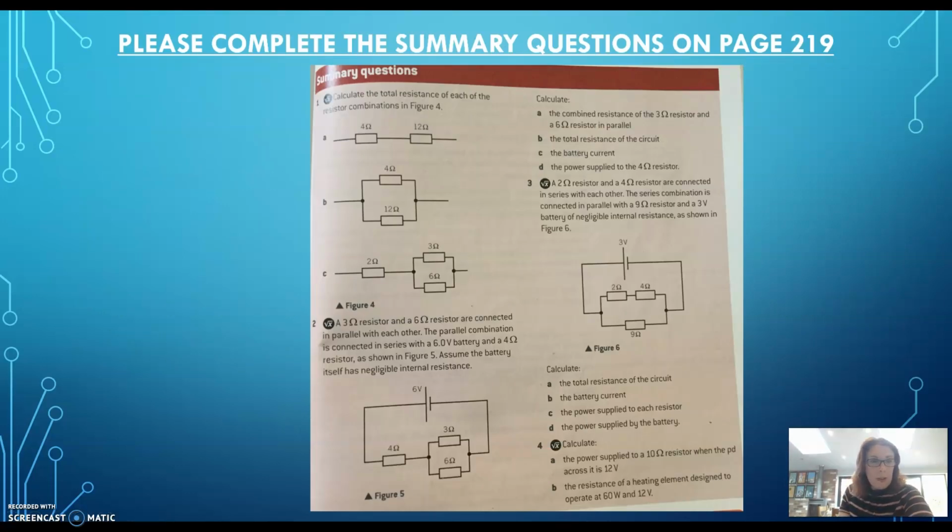So I want you to have a go at the summary questions on page 219. I will send you the answers to this the next time I set you some work, and how to do each one. But if you struggle with it, please let me know and I will give you a hand.